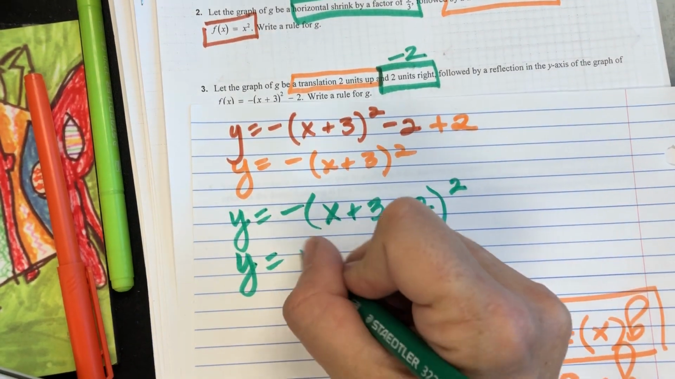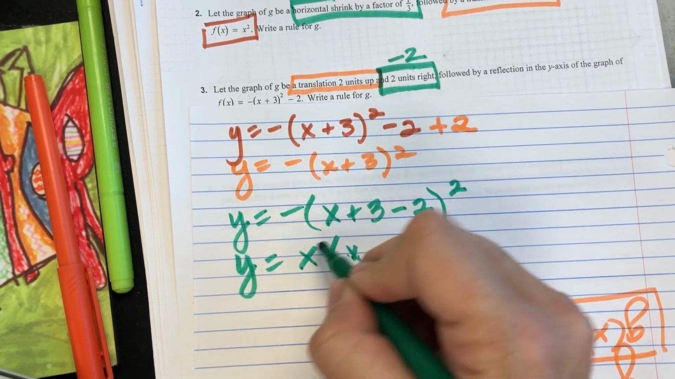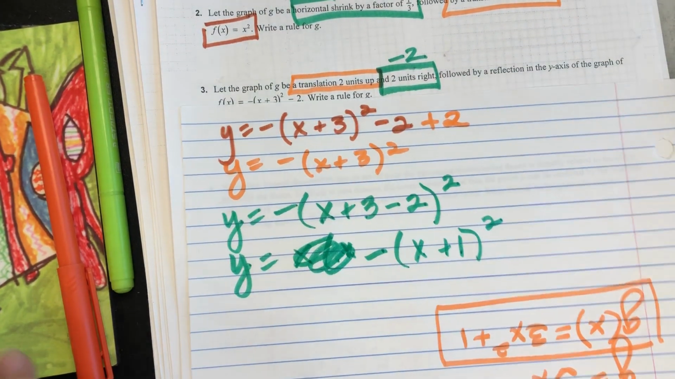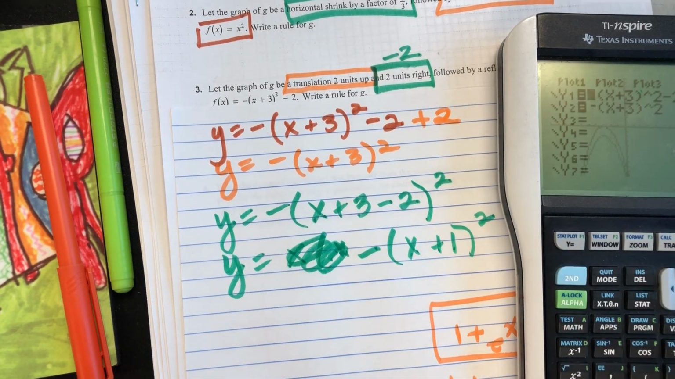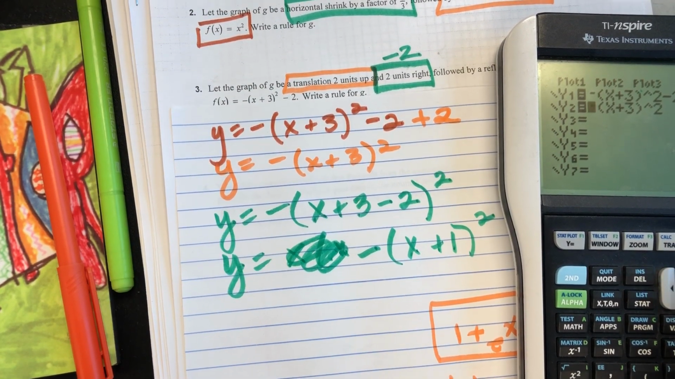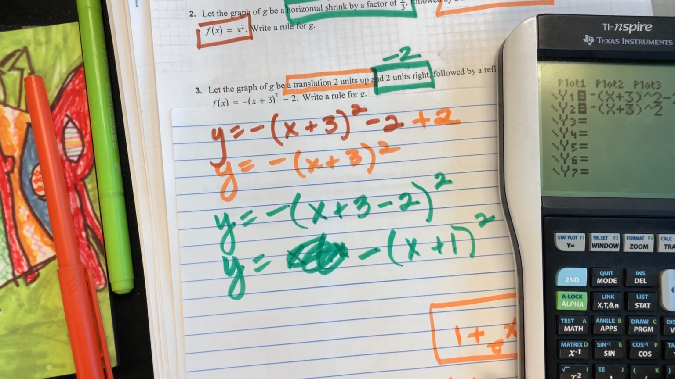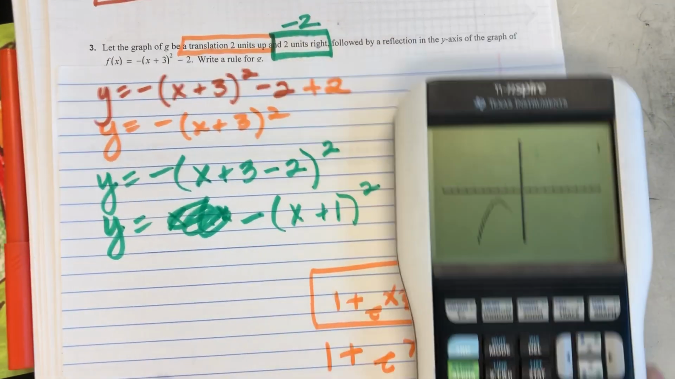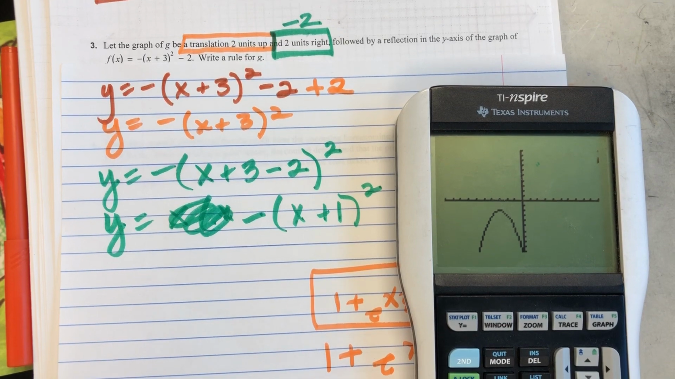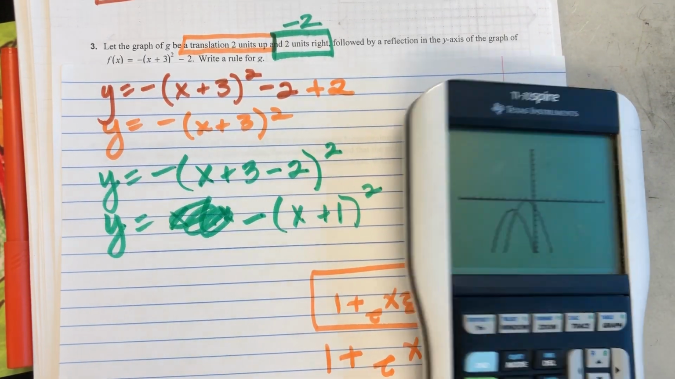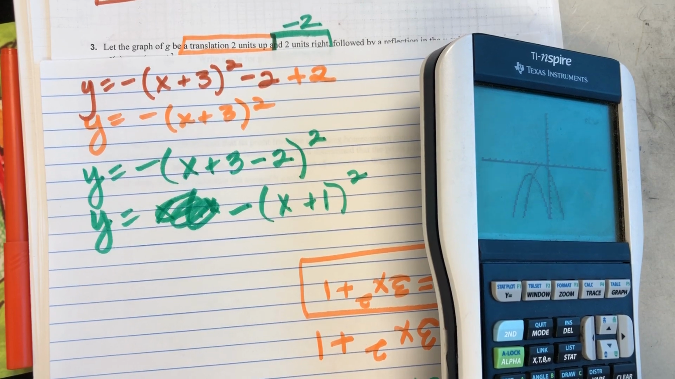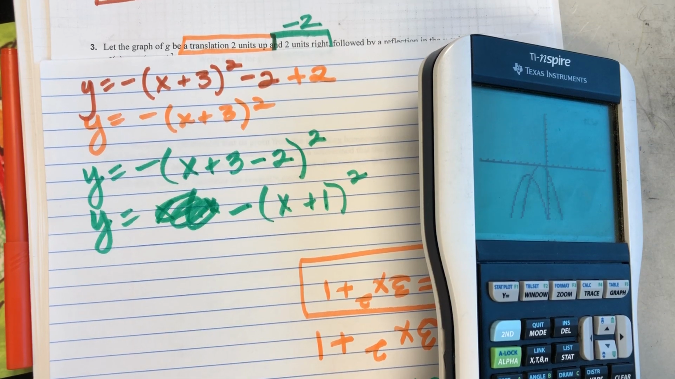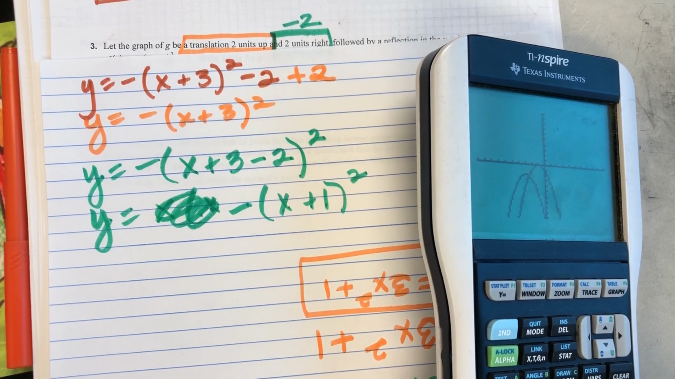So I'm going to go in my calculator. X plus 3 minus 2 is going to be x plus 1, squared. I just have to change my x plus 3 inside the parentheses to x plus 1. And then I'm going to look and see: not only did it go 2 units up, but it went 2 units to the right now too. So far so good.